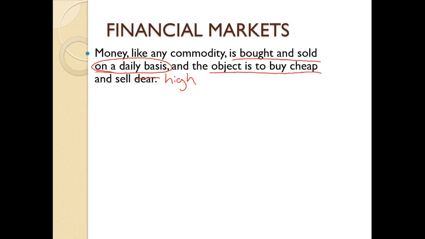So where we left off in the last video is we were basically saying that money is a commodity, and it is bought and sold. And as with any commodity that is being bought and sold, the objective is always to buy cheap and sell high. Buy low, sell high. If you learn nothing in economics, the one thing that you should always remember is that you should always try and buy low and sell high.